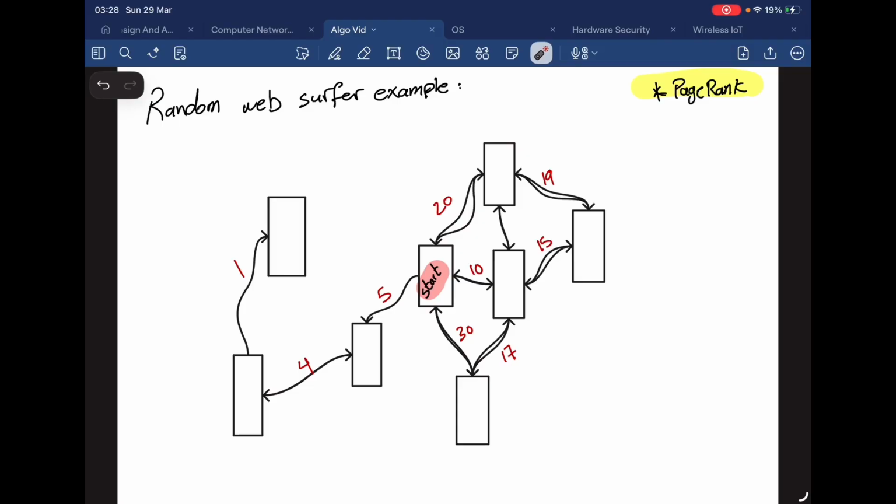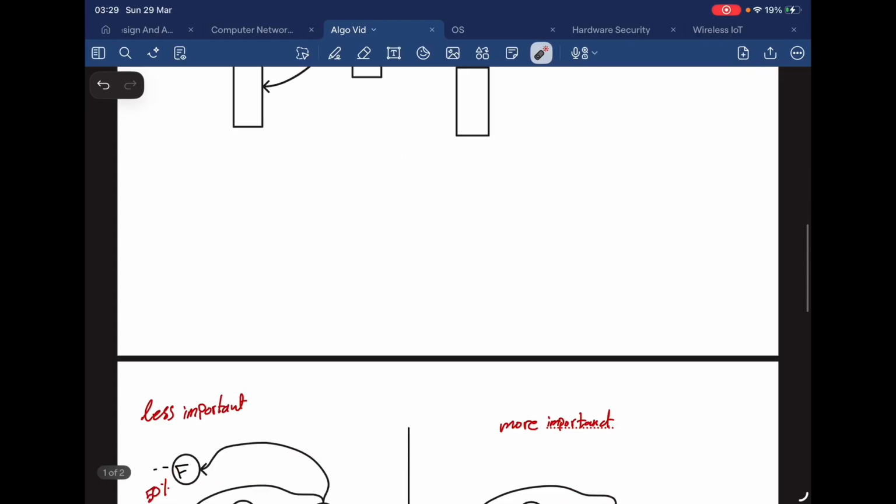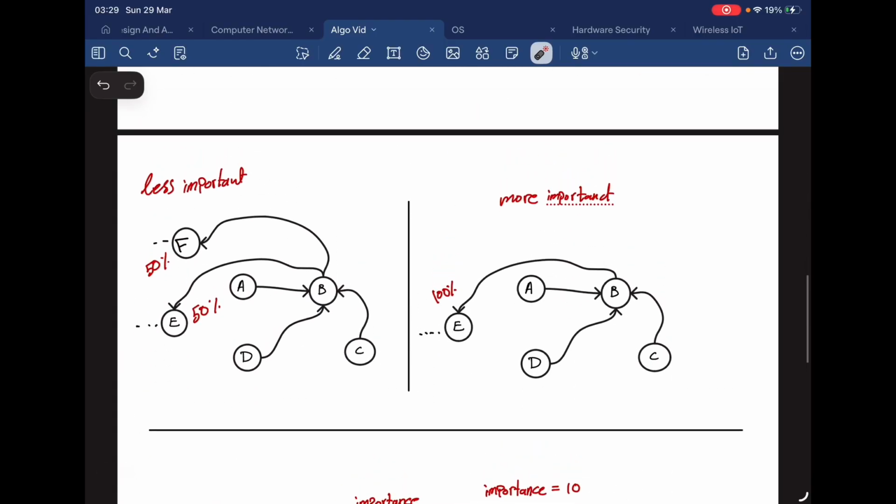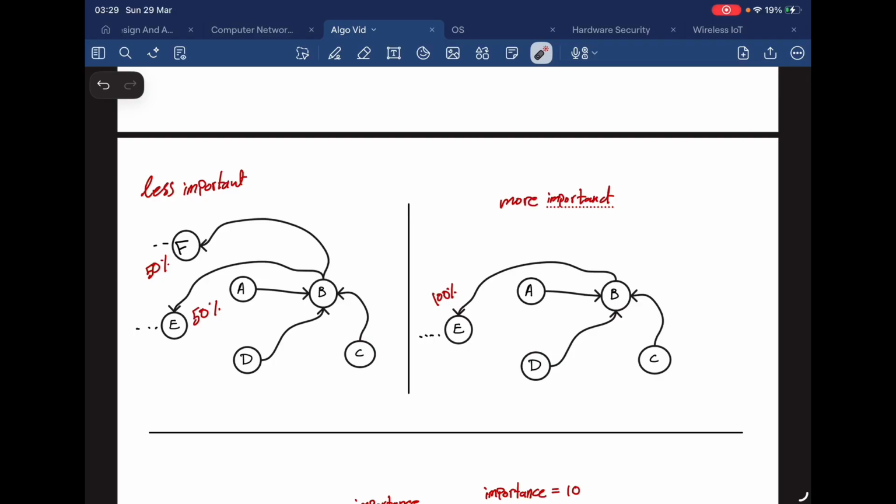So for example, here, this node has been visited 30 times, this one 19. So since 30 is greater, this node is more important. In this example, multiple nodes point at B in both cases. This means B accumulates importance.